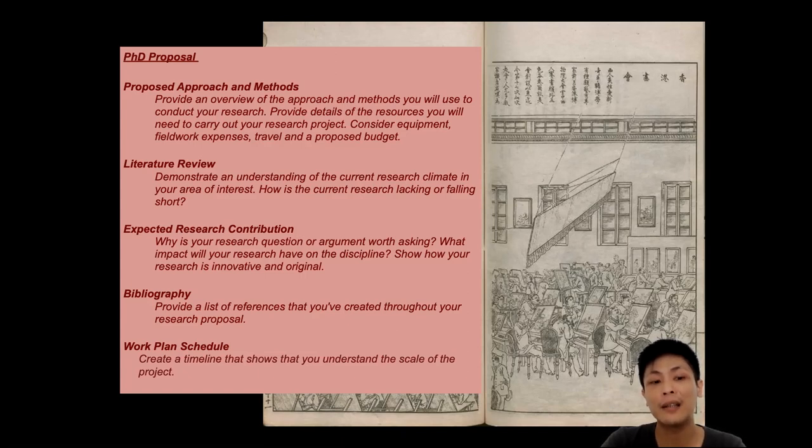To wrap up the entire proposal, please include also the bibliography, providing a list of references that you have cited throughout your research proposal, and attach a work plan schedule. And this is a timeline that shows that you understand the scale of the project and its achievability. Show us how you can plan your time ahead, especially for a project that requires you to invest 3 to 4 years of your time on undertaking this research.